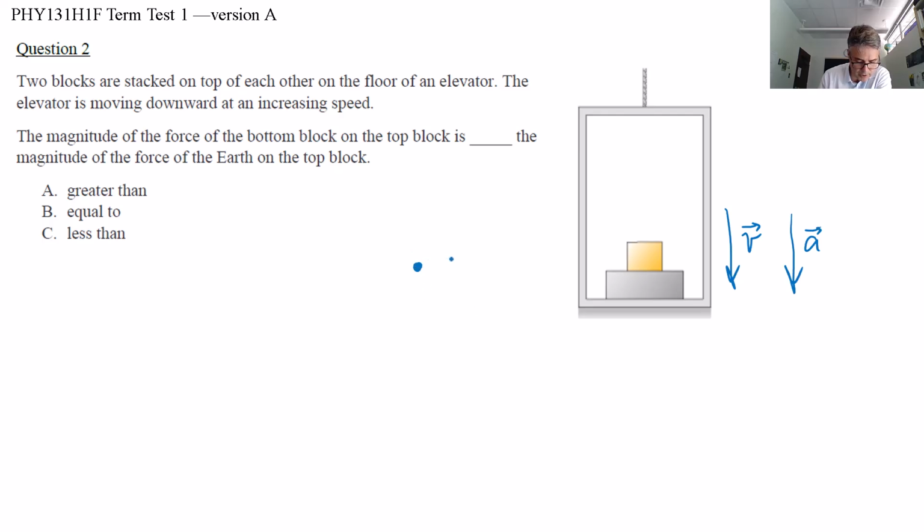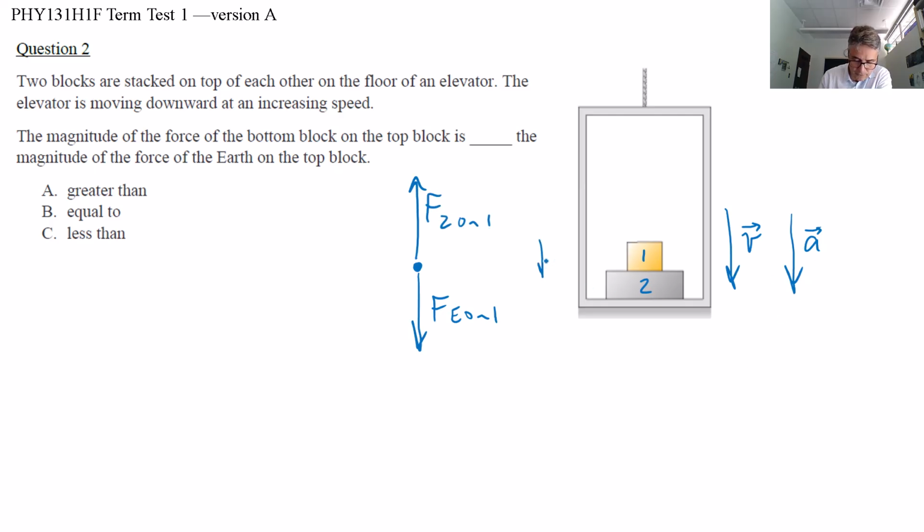So we just draw a force diagram. This is the force of the earth on, we'll call the top one 1, and then this is 2 on 1. It's only in contact with one other object, and that's 2. That's the force of 2 on 1.